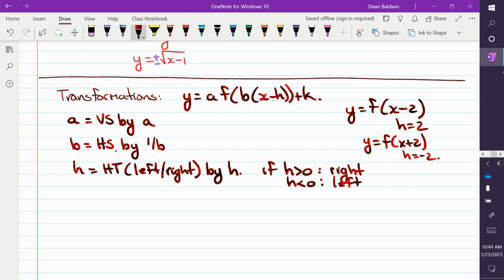And then k is vertical translation, which is just up, down. If it's positive, you go up. If k is greater than 0, equals up. If k is less than 0, you go down. The only trick is the h value and the b value, because the factor you change it by is 1 over b.